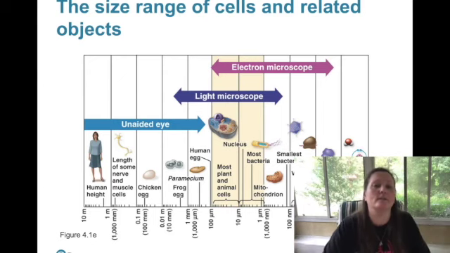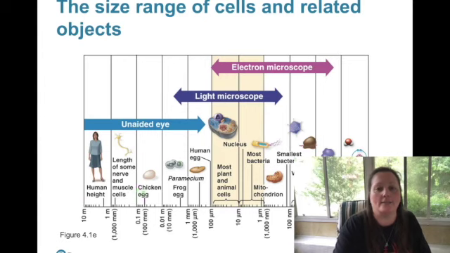Unaided eye. You can typically see, say, a human all the way down to the paramecium if you needed to, without a microscope. Now, you can get down to that, but a lot of people aren't going to see much better than the frog egg. So right around here is normally where you start using the microscope.